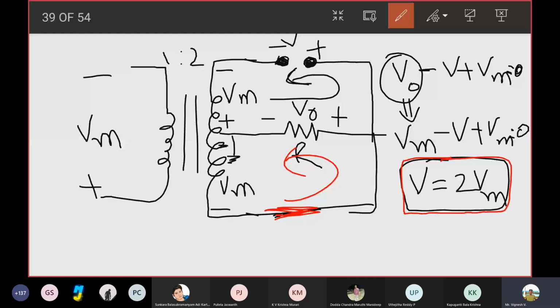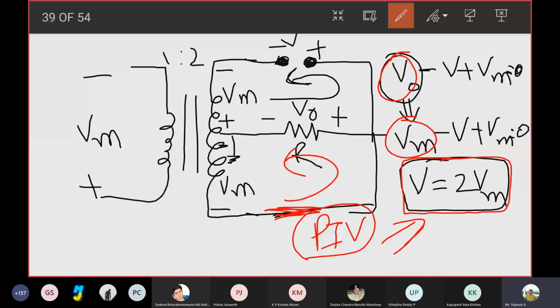Now, if you ask, sir, why did you replace V naught with Vm? The reason I replaced V naught with Vm is because I know that the output voltage, when this is forward biased and that is reverse biased, the maximum voltage which I can get is Vm, right? So that's what I've replaced. So this voltage is Vm, right? Am I right? So if I plot, this is what I mean. So this is Vm, right?